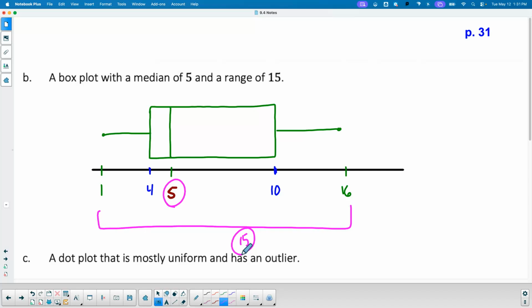Can we have negative numbers? As long as your median is still positive 5 and your range is still 15. Yep. So it's not asking for it to be exact. It's literally just asking for you to have the median be positive 5 and the range be 15. Okay? All right. Let's take a peek now at your homework for this evening.